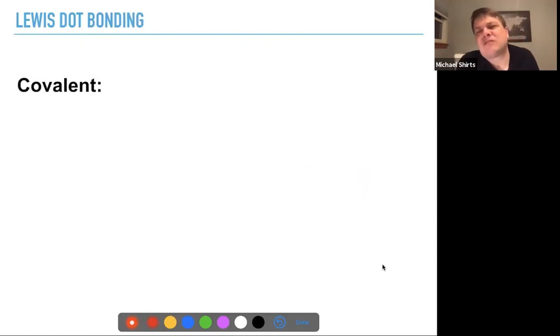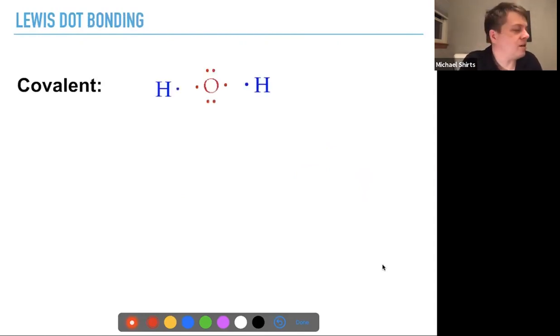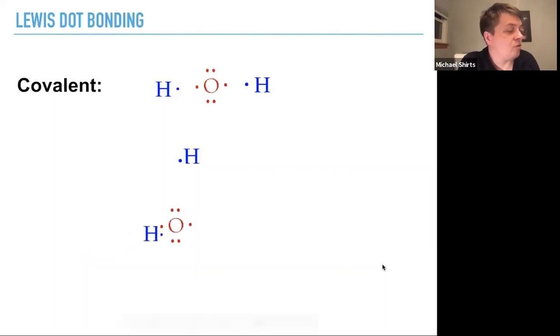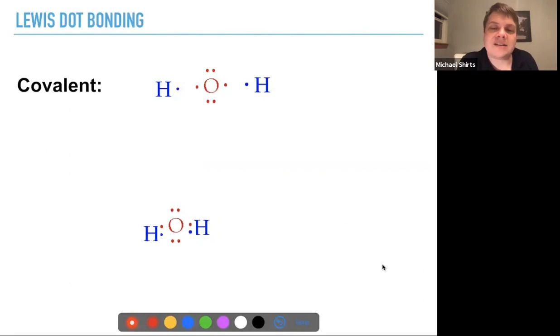But Lewis dot structures are really designed for covalent bonding. So say in this case, we have oxygen reacting with 2 hydrogens. We're going to write it such that the two dots are there, the two dots are there. And if we have two dots that are shared, we replace those by lines.